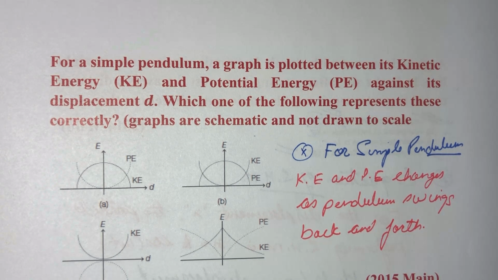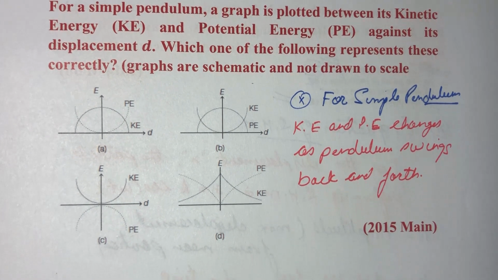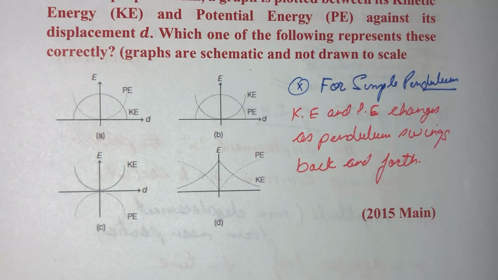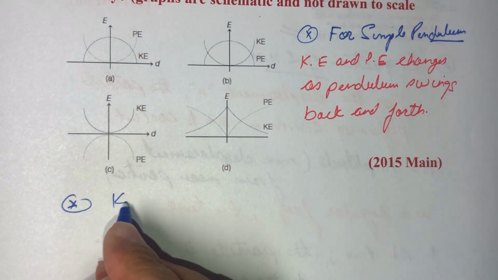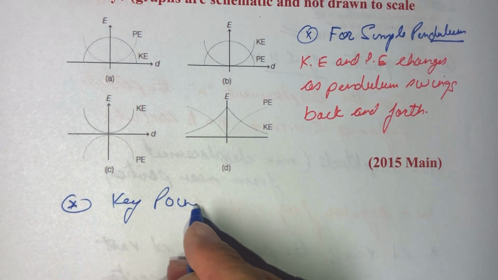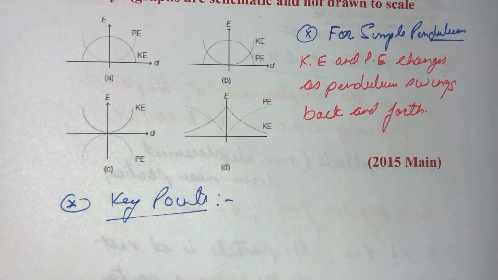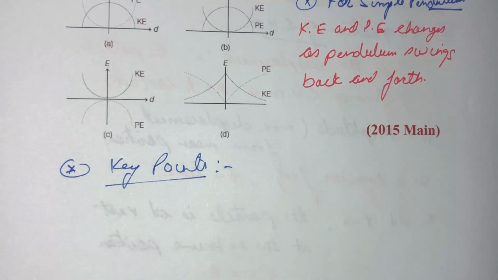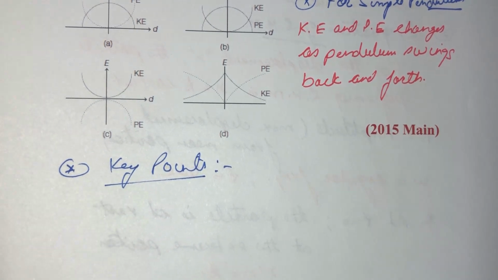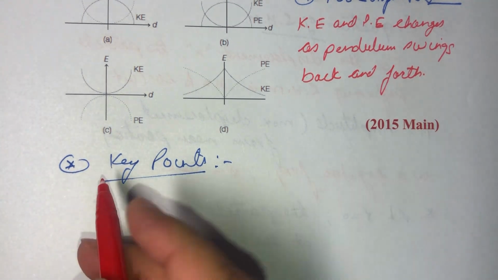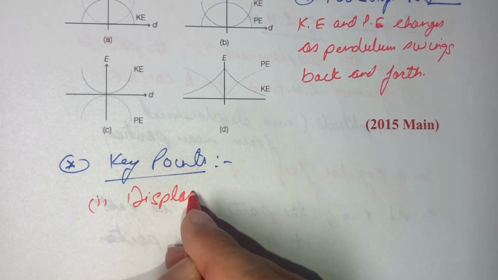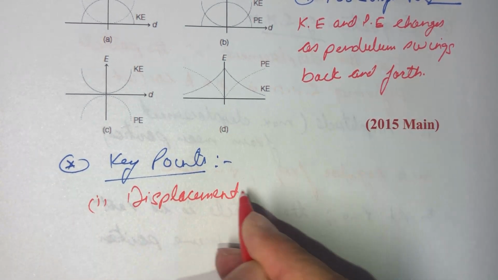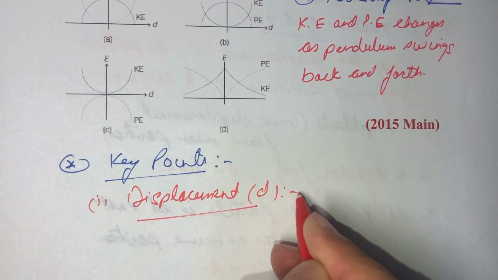So let us try to understand the key points which are involved in the potential energy as well as the kinetic energy. Key points. The first key point is displacement. In this case, the displacement is given as d. Usually, we take this displacement in the form of x. So first is displacement d.